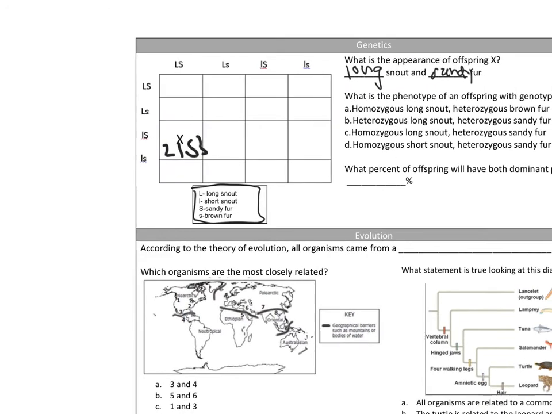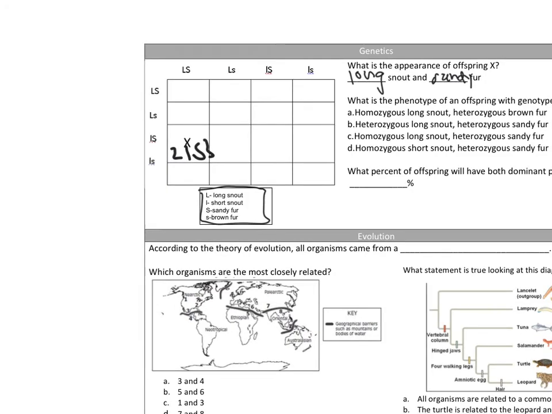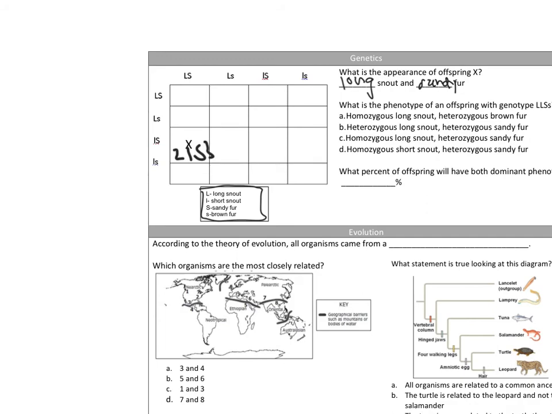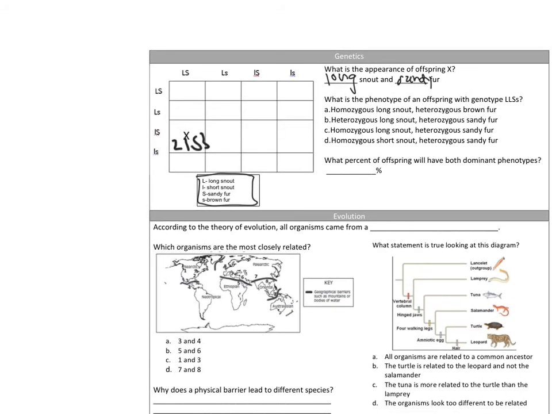Now it's asking me, next question, what is the phenotype of an offspring with the genotype LLSS?